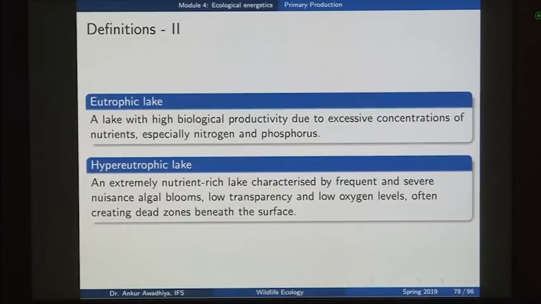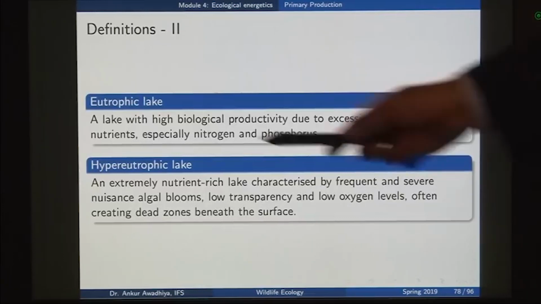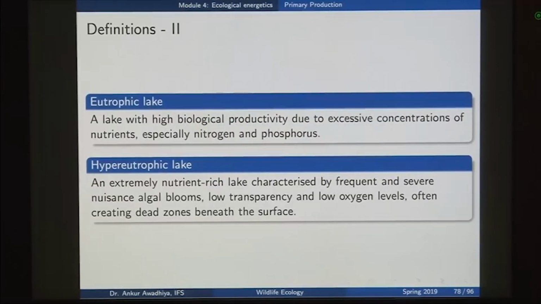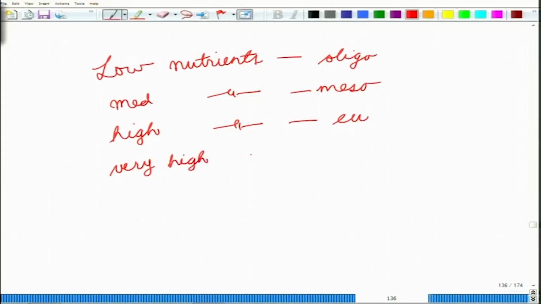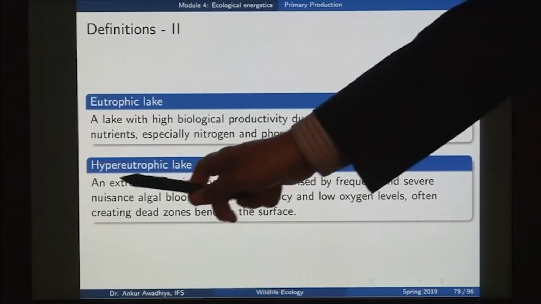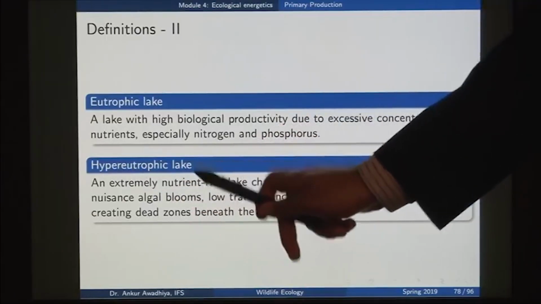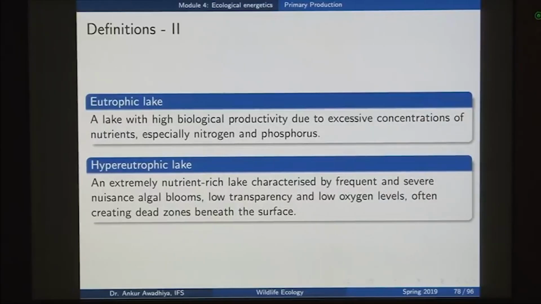So, in the agricultural fields you have put a very heavy dose of fertilizers, and when there is a rain, these fertilizers are getting washed down and they are also reaching the lake. So, in that case you have a lake with a high concentration of the nutrients, because of which there is a high productivity. So, we will call it an oligotrophic lake, we will call it a eutrophic lake. And then if we have a very high level of nutrients, then you will have a hypereutrophic lake. Hyper is excessive. So, this is an excessively productive lake, an extremely nutrient rich lake that is characterized by frequent and severe nuisance algal blooms.